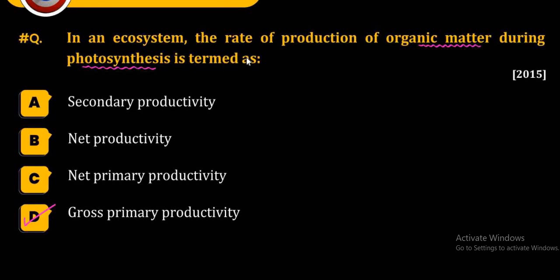Next question. In an ecosystem, the rate of production of organic matter during photosynthesis is termed as: option A, secondary productivity; option B, net productivity; option C, net primary productivity; option D, gross primary productivity. So the correct option is gross primary productivity, option D.